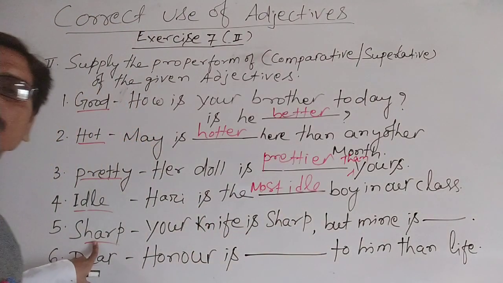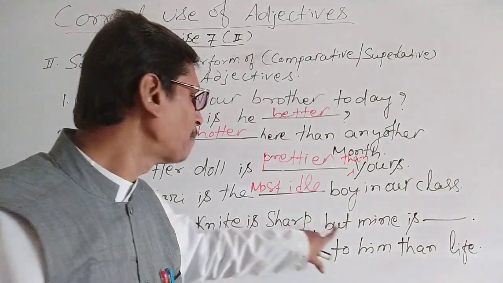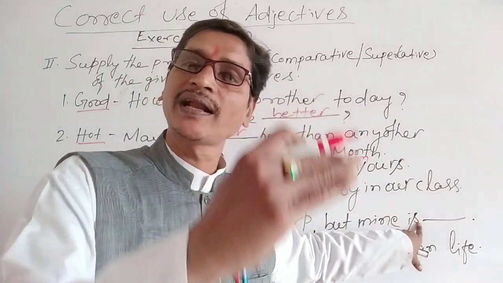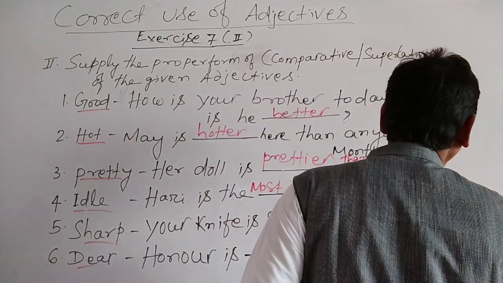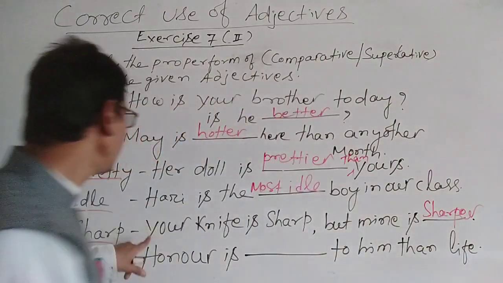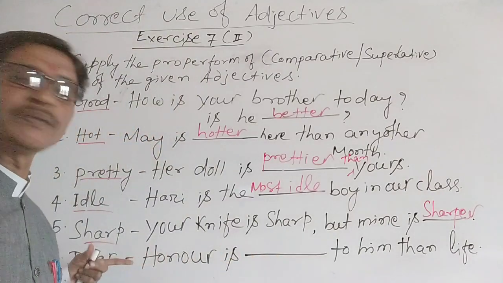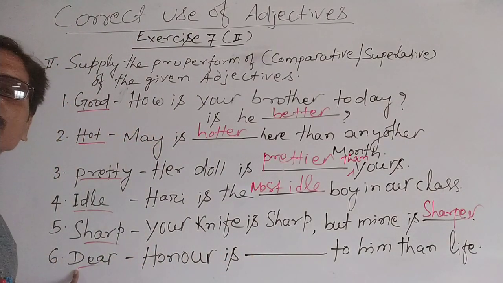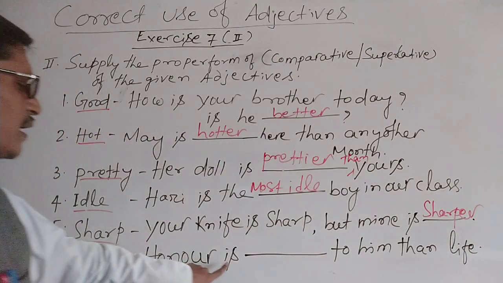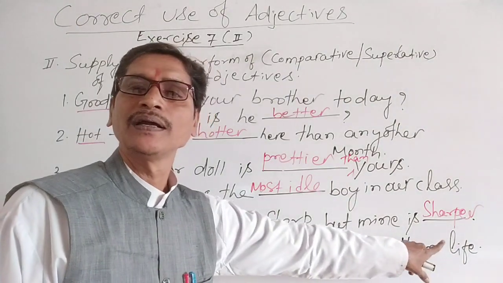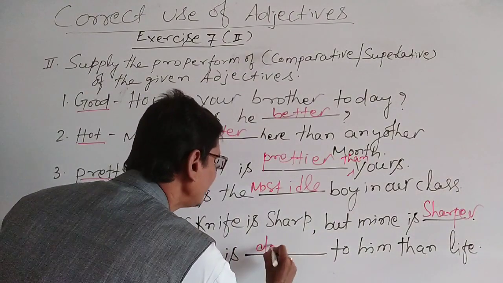Similarly, sharp is the adjective. Your knife is sharp, but mine is sharper. We are comparing your knife and my knife, so here we can use sharper. Understand? Next comes number 6. Dear is the adjective. Honor is dash to him than life. Life and honor are being compared. So what will you write? Dearer, D-E-A-R-E-R.